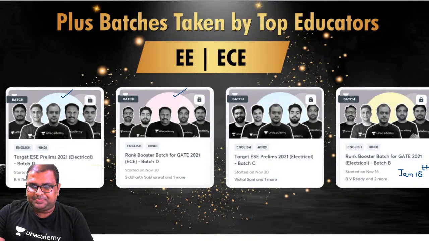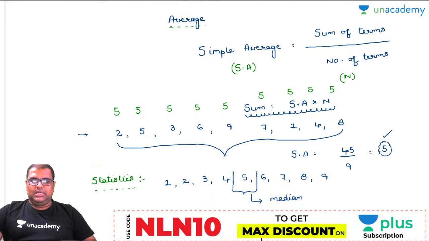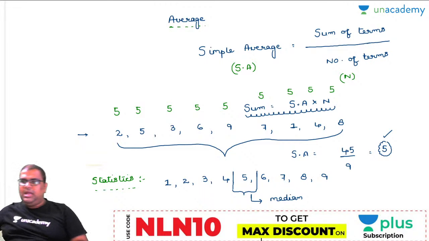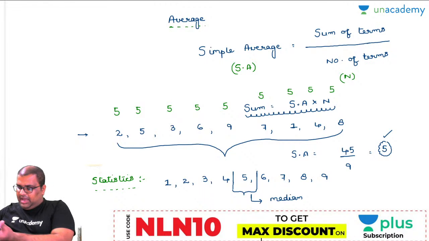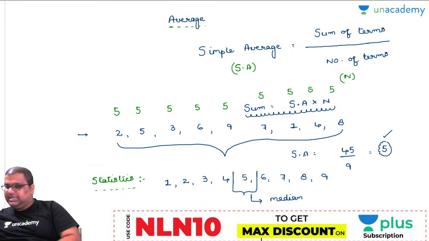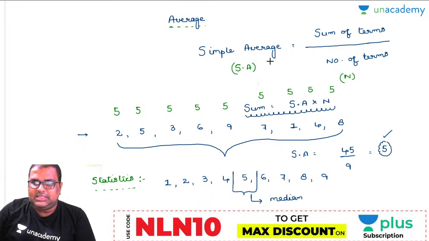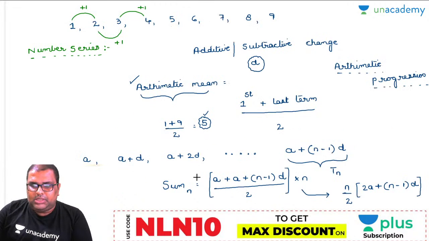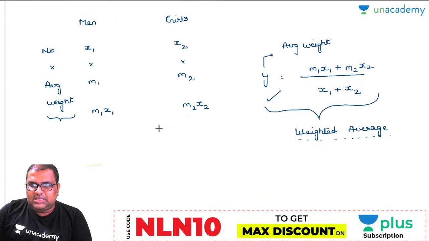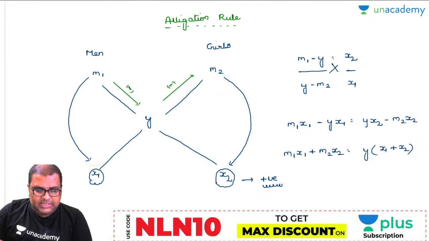So this is the thing we have started in the last two classes. Observe there, I have given you the definitions of average. I have given you how to look upon averages in different topics, statistics, arithmetic progression and all those things. I have discussed the weighted average and the alligation rule.